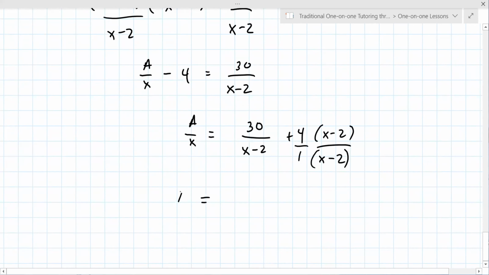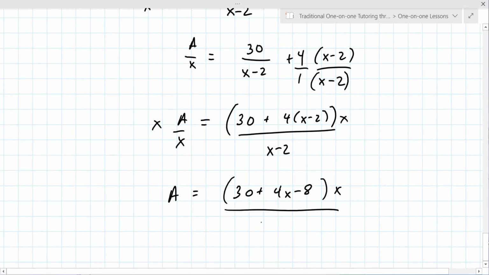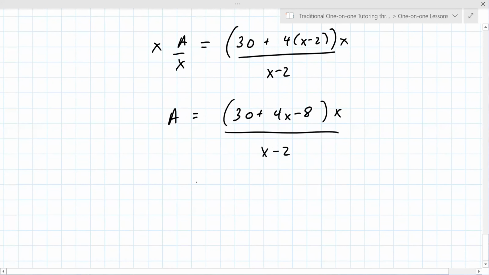And that gives you 30 plus 4 times x minus 2 over x minus 2. And then you multiply both sides by x to cancel the x on the left. So your A, and that's all of this, is 30 plus 4x minus 8 times x over x minus 2. And then your numerator becomes 4x plus 22 times x over x minus 2.